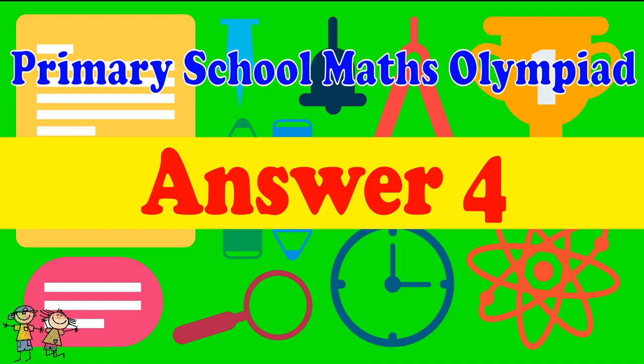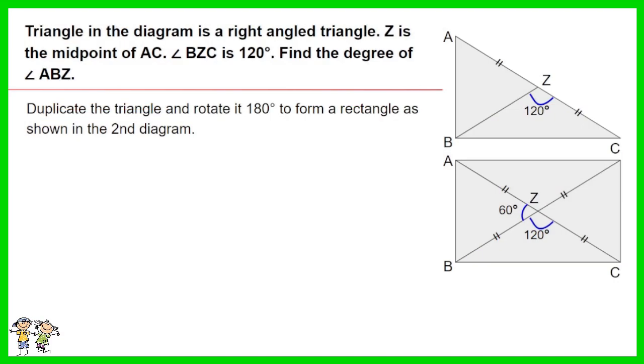Answer for question 4. Duplicate the triangle and rotate it 180 degrees to form a rectangle as shown in the second diagram.